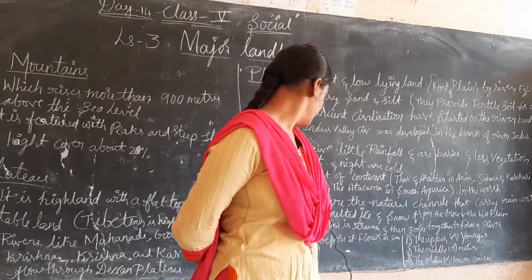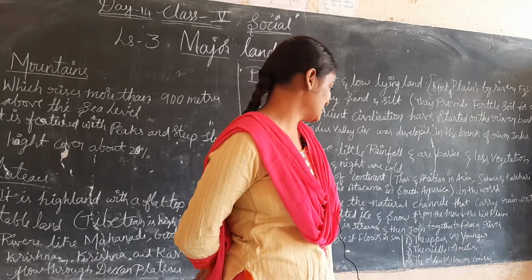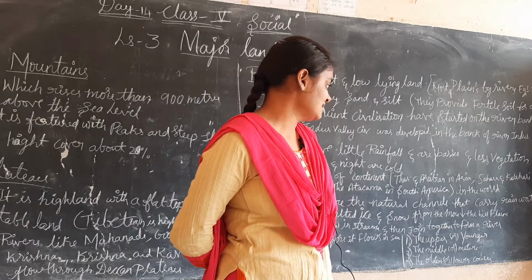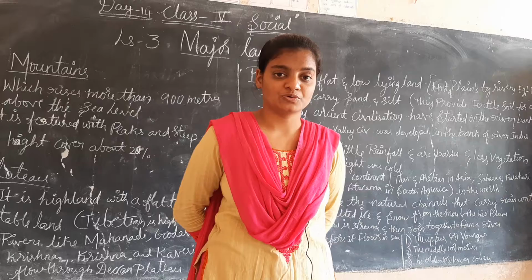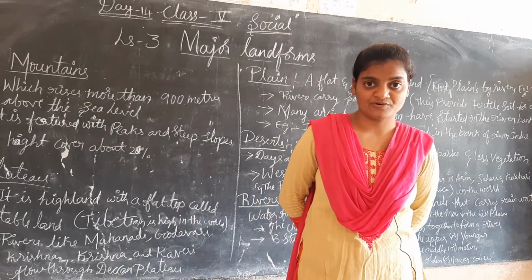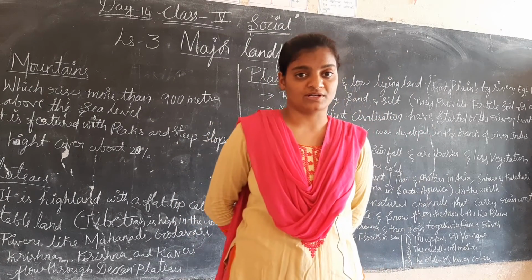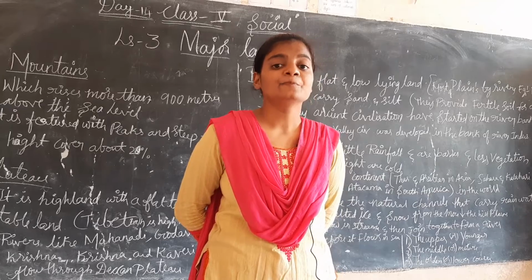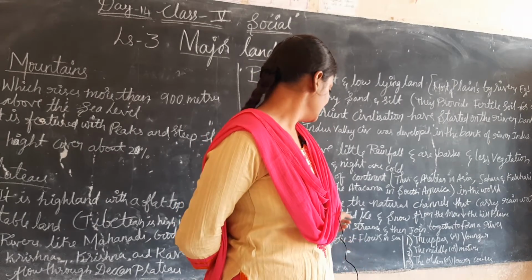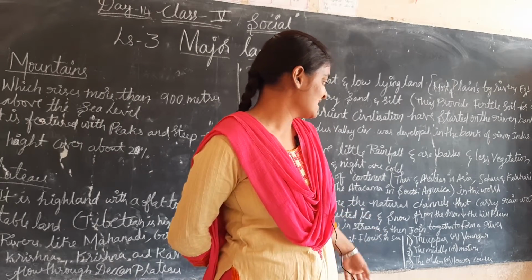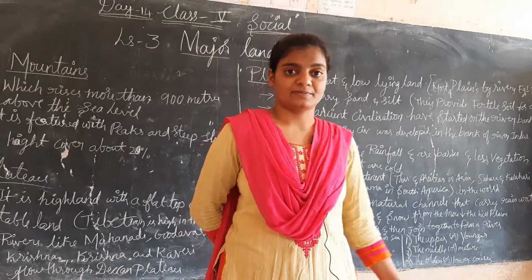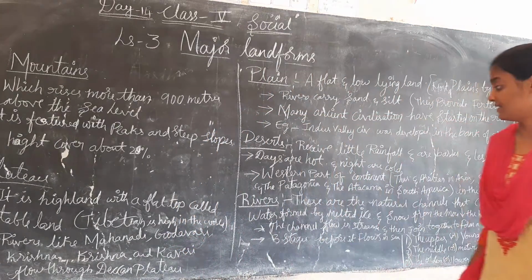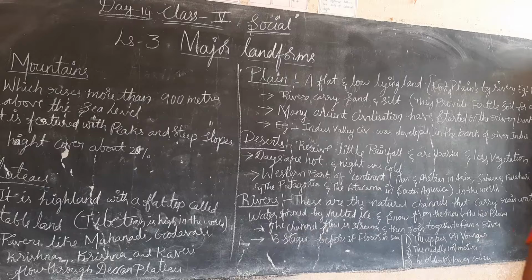See here, these are the natural channels that carry rainwater. Not only the snow melted from the mountains but also the rainwater. Rivers carry the rainwater. These are the natural channels that carry rainwater, and the water formed by melted ice and snow from the mountains flows down the hill to the plains.